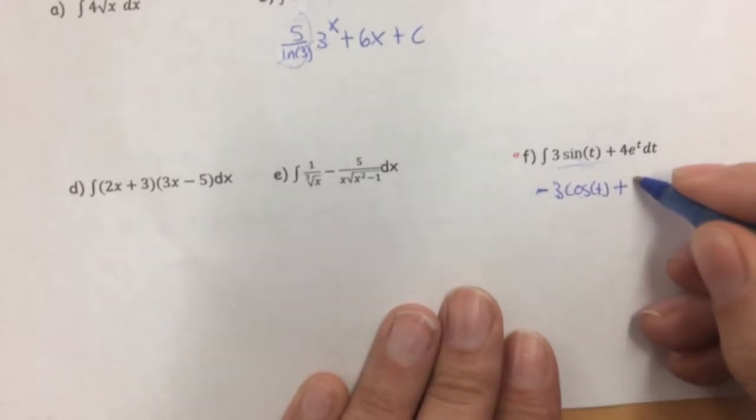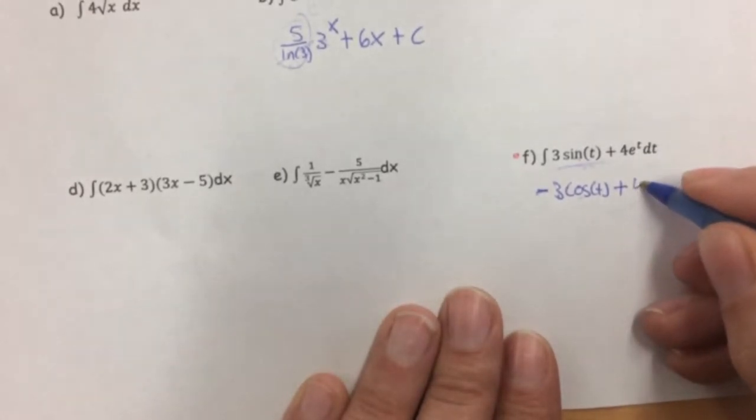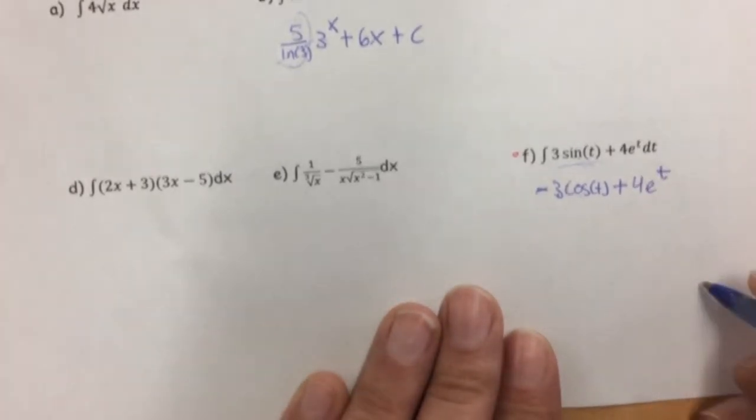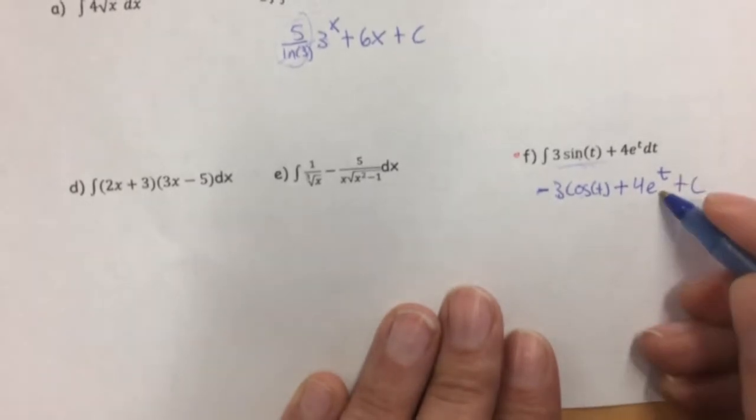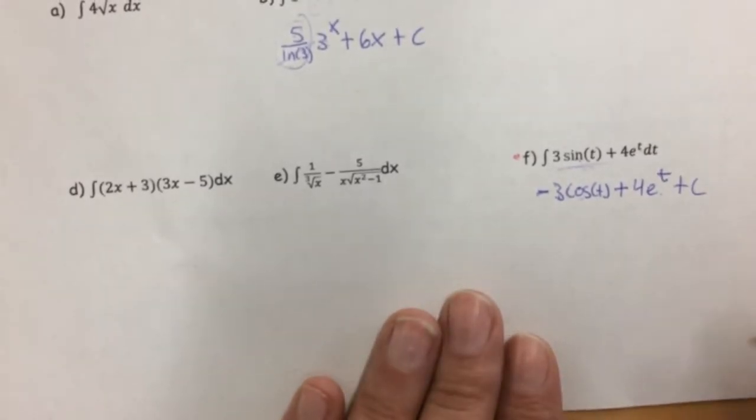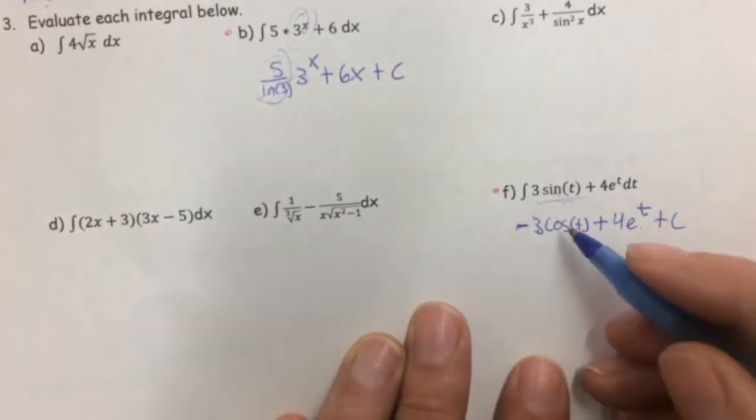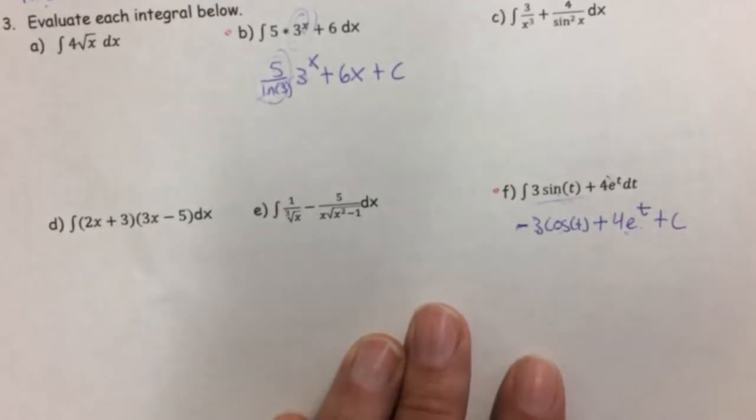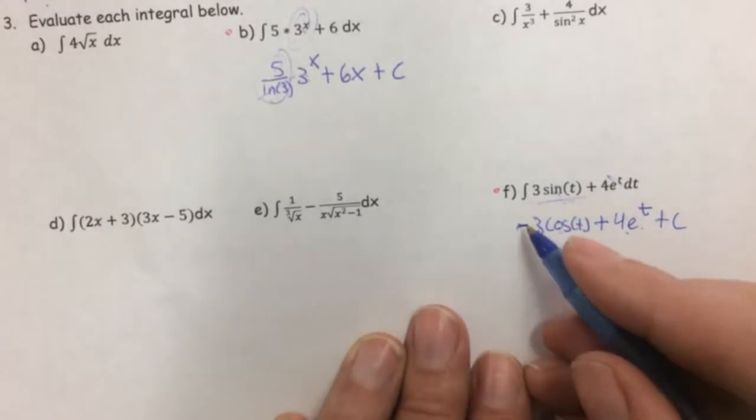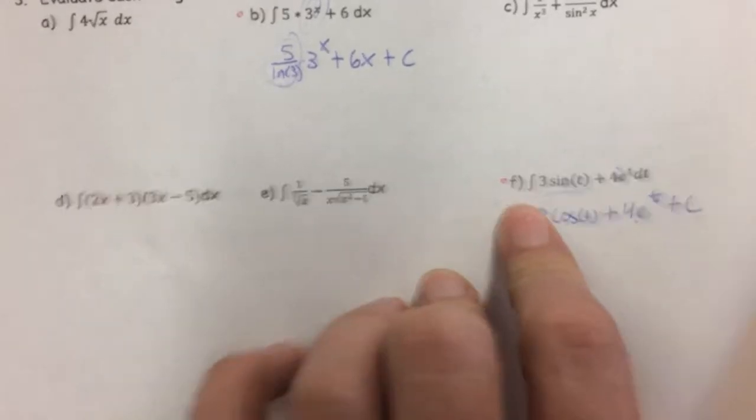And then this one, of course, the integral of e to the t is just e to the t, because the derivative of e to the t is e to the t. It's always a good idea at the end of doing an integral to think to yourself, if I did the derivative, will it give me the right value? That way you can find, did you find the antiderivative?